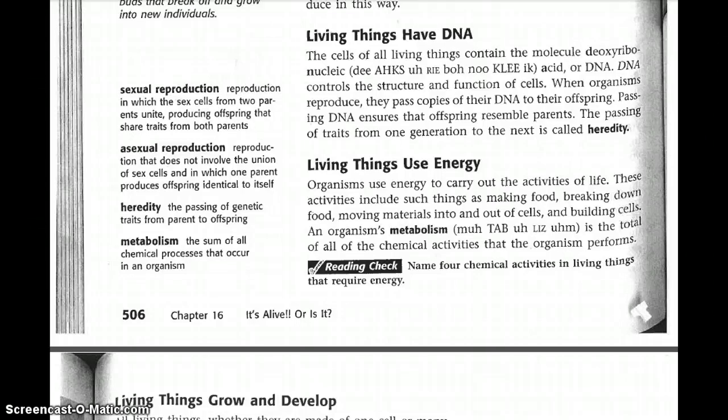Living things use energy. Organisms use energy to carry out the activities of life. These activities include such things as making food, breaking down food, moving materials into and out of the cells, and building cells. An organism's metabolism is the total of all the chemical activities that an organism performs.